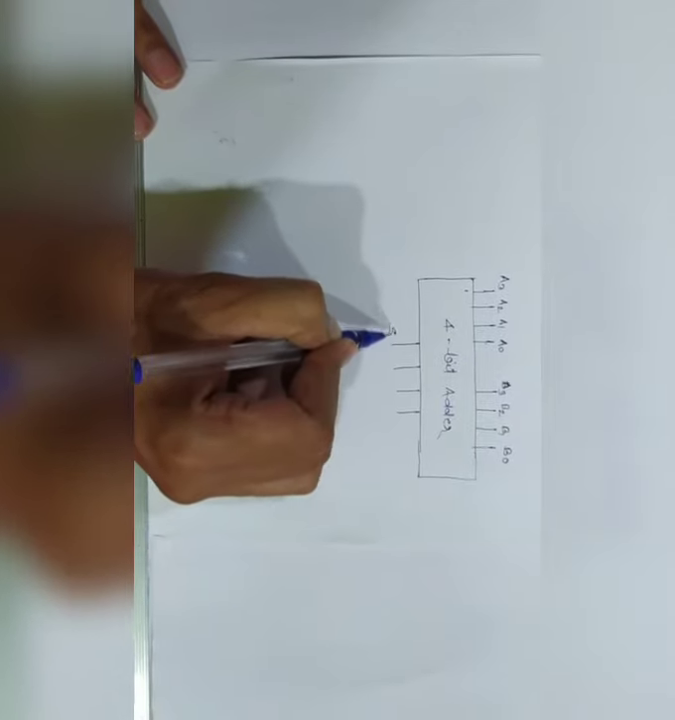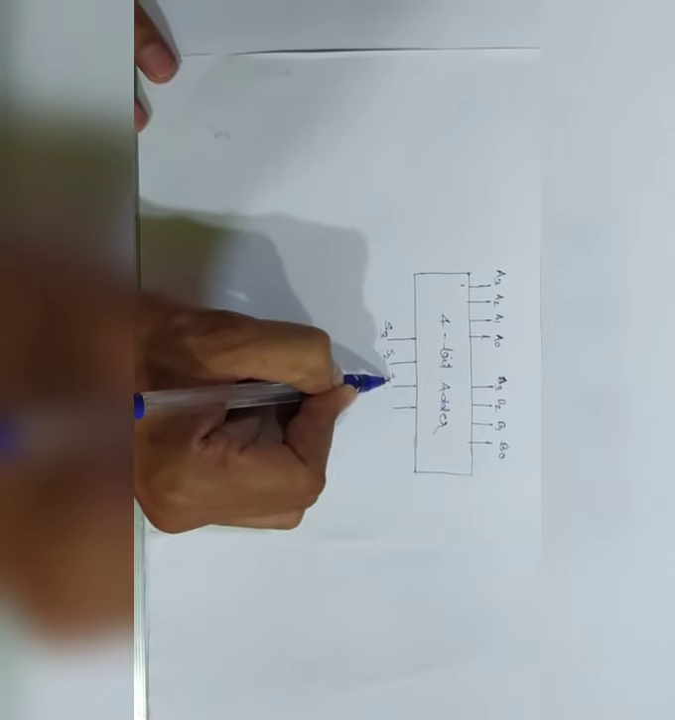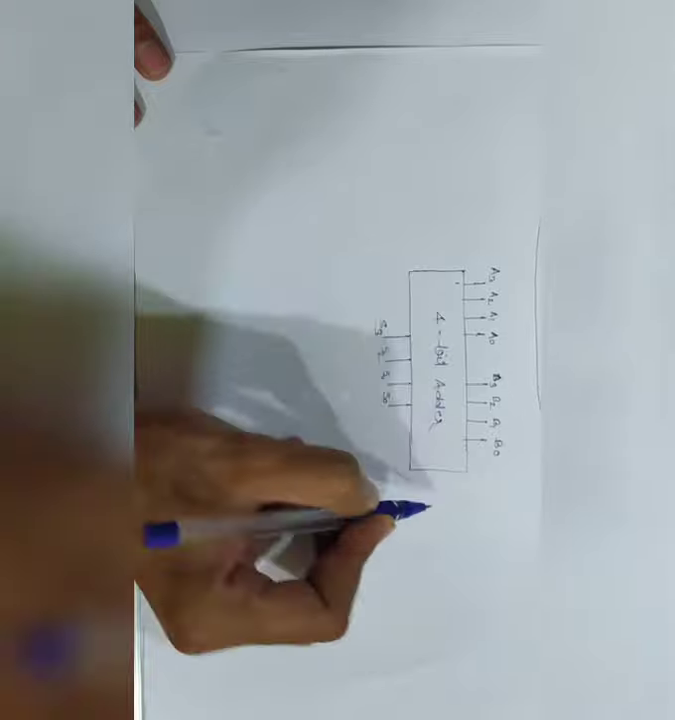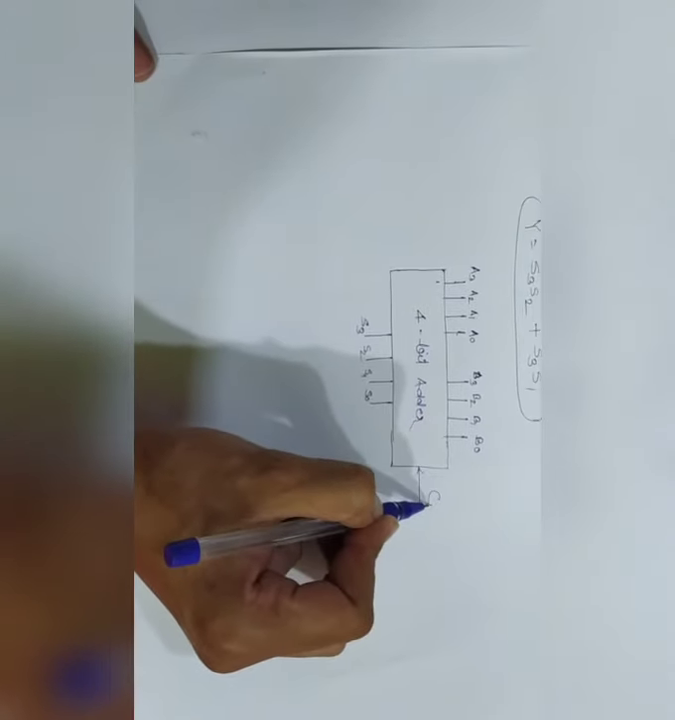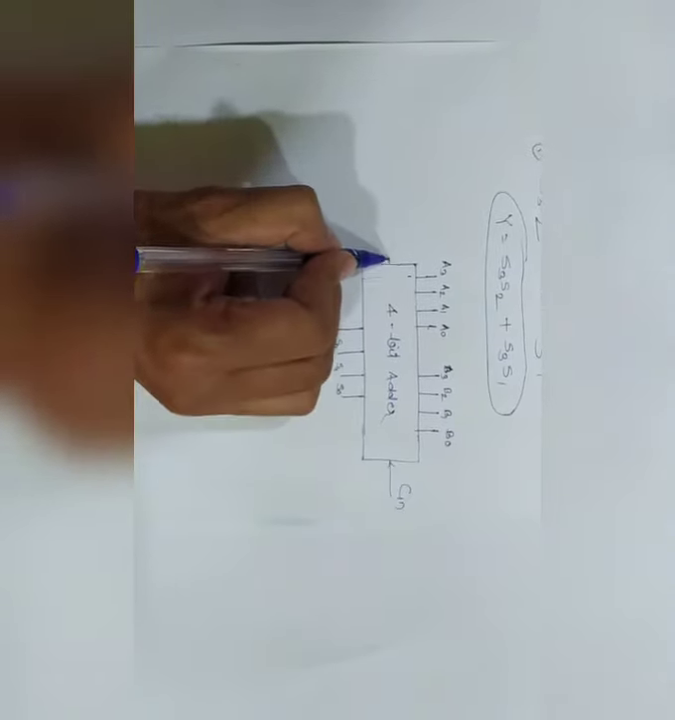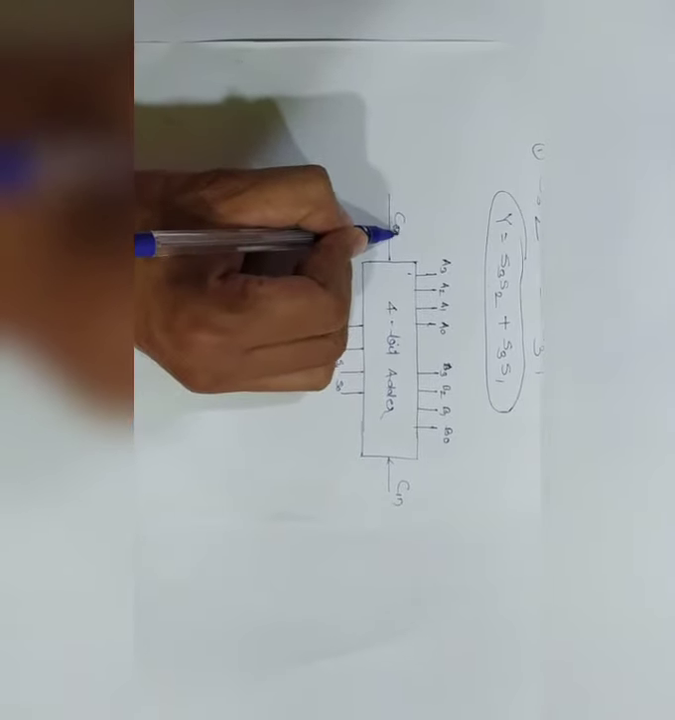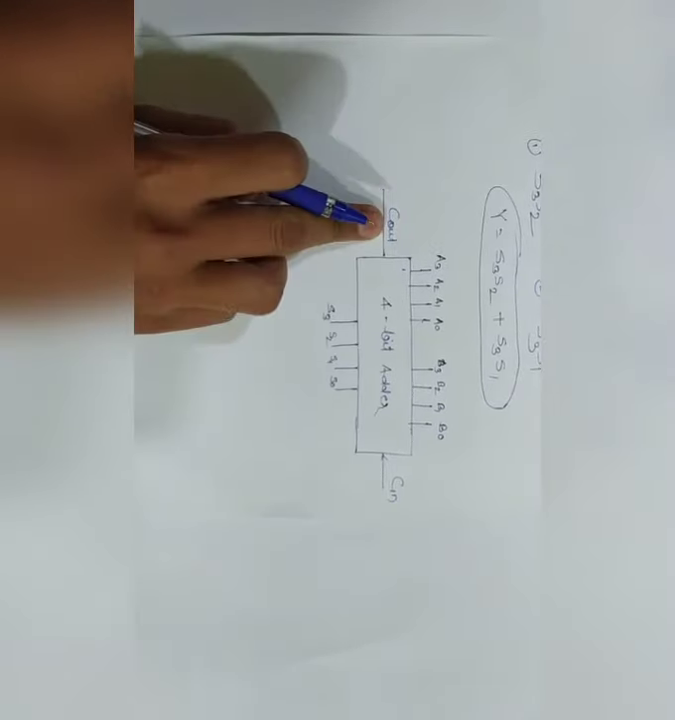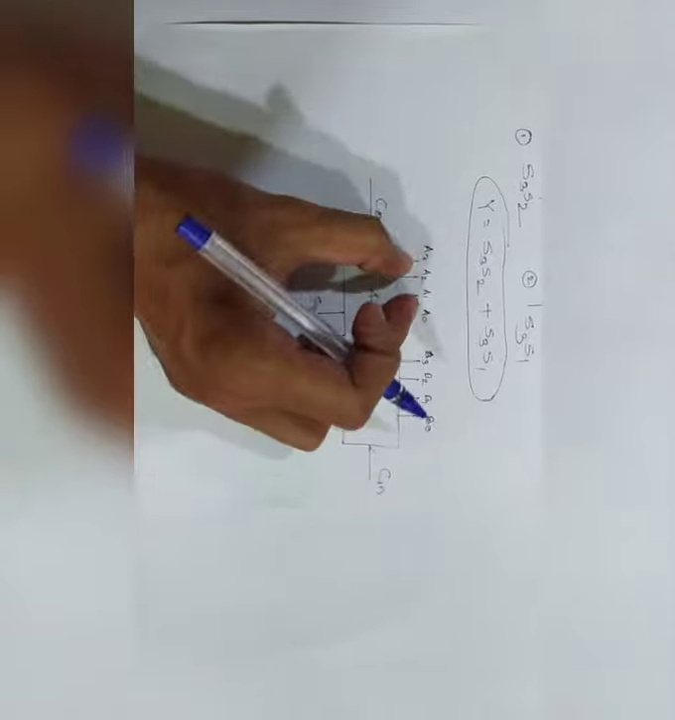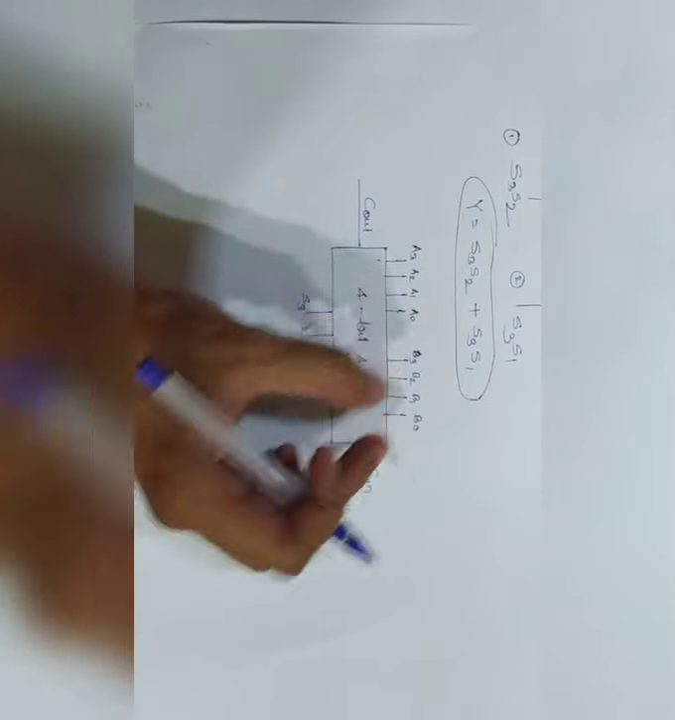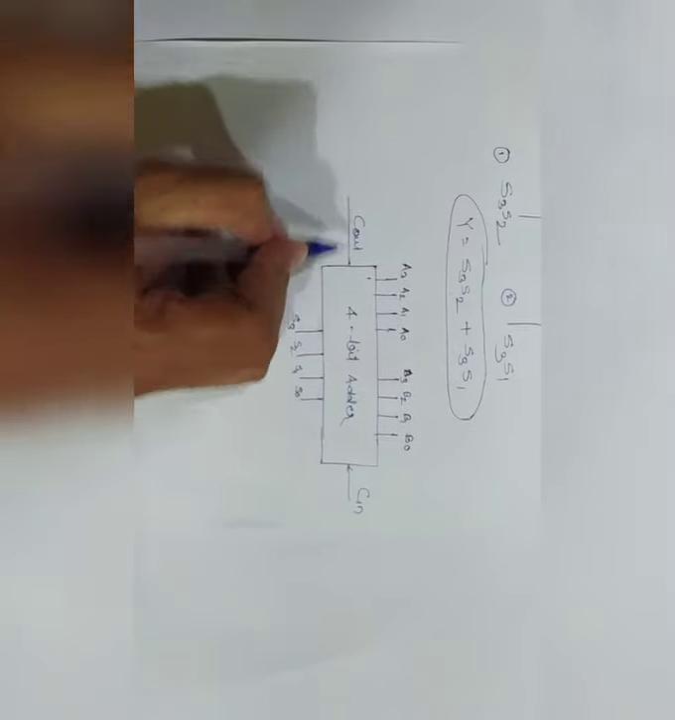output. Suppose this is my S3, S2, S1, and S0 in the form of 4 bits. Now this is my carry in input, and suppose this is my carry out. This carry out is what, if I am adding these 4 bits with these 4 bits, I am getting the addition with the carry. Now this carry is your C out.